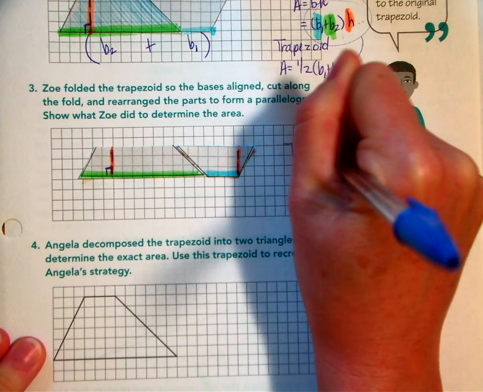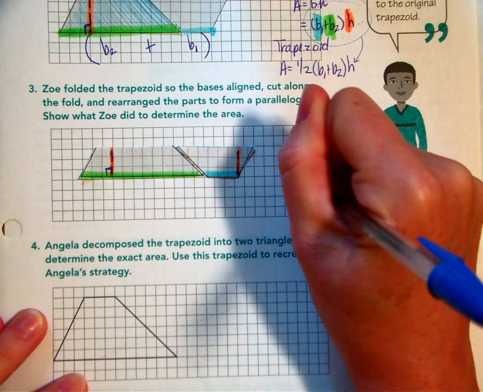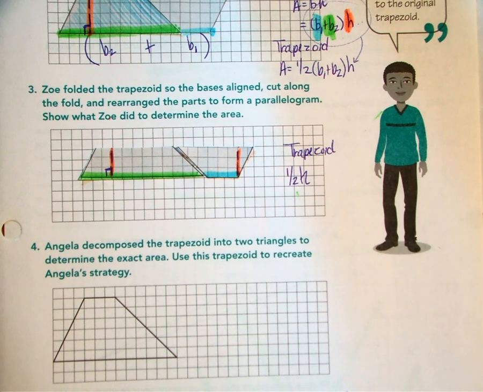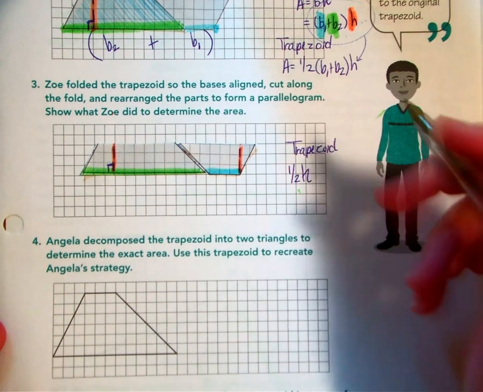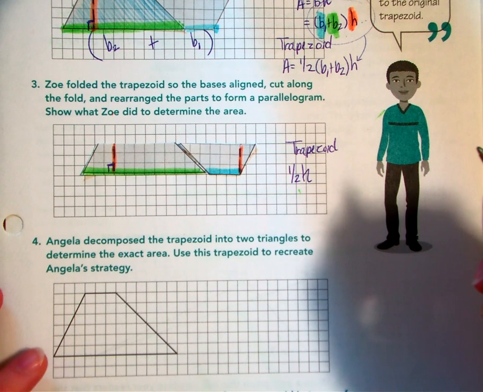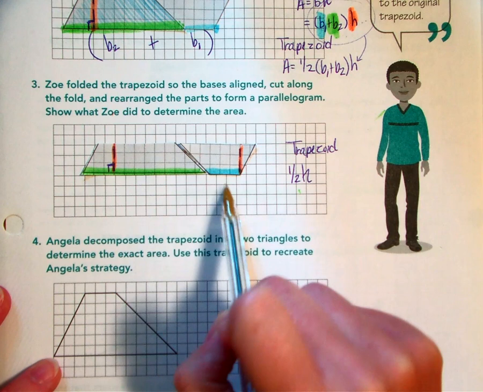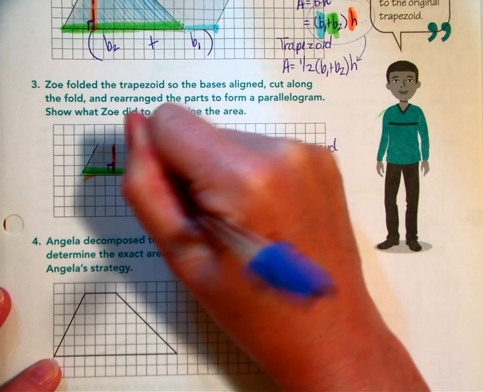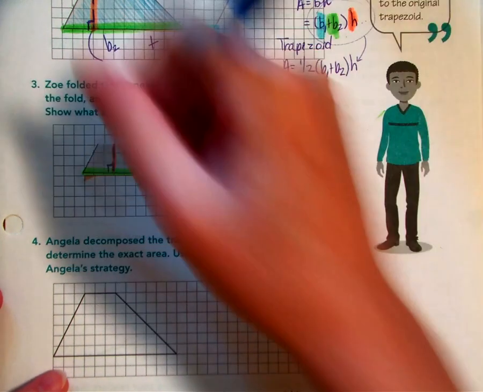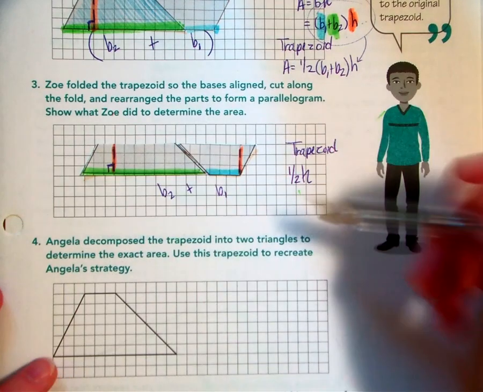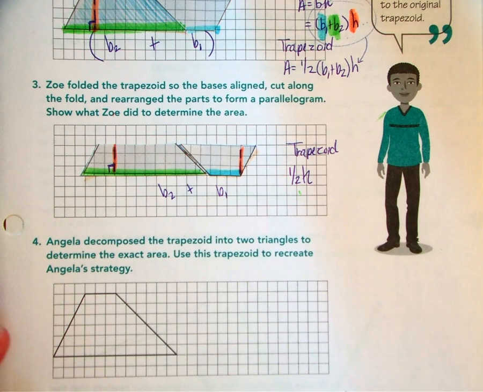if she's building the formula for the area of a trapezoid, she cut the height in half. 1/2 height. So 1/2 the height is now the height of the new parallelogram. And then base 1 and base 2, doesn't matter which way we do it, still have to be added together. So the area of this new parallelogram, which is one full trapezoid, is 1/2 height times base 1 plus base 2.